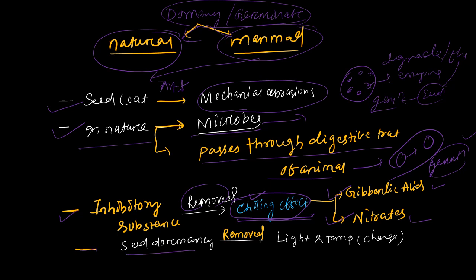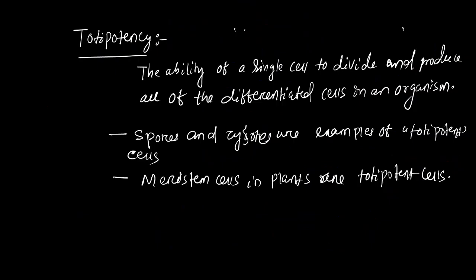Seed dormancy is removed by light and temperature change also. This dormancy is also removed by light and temperature changes. So what is totipotency? This is to be understood first, then you can understand dedifferentiation, redifferentiation and differentiation. First, it is the ability of a single cell to divide and produce all of the differentiated cells in an organism.